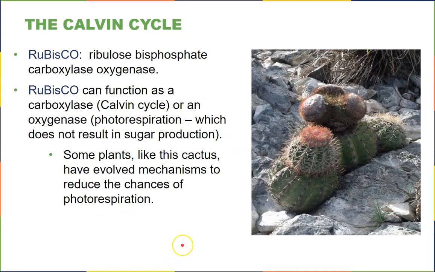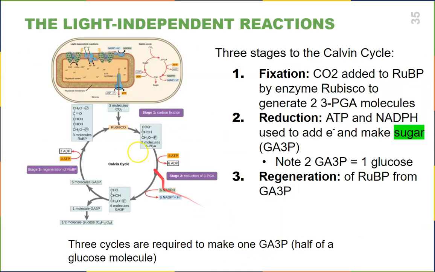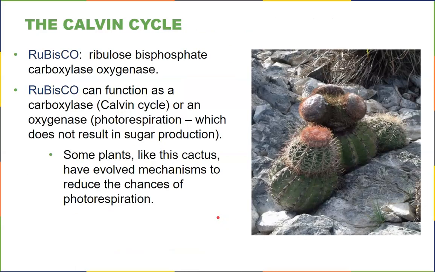Okay, so one really cool enzyme is called Rubisco, and it's one of the enzymes in the Calvin cycle. It's the first one that captures CO2. So Rubisco normally captures CO2, but it can do something else, which is called photorespiration. And some plants like the cactus have evolved mechanisms to reduce the chances of photorespiration.